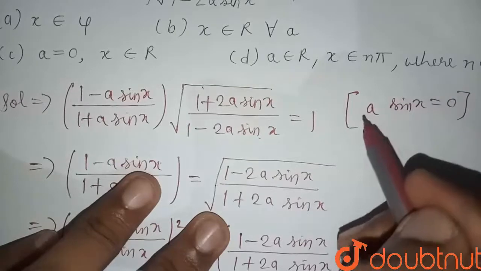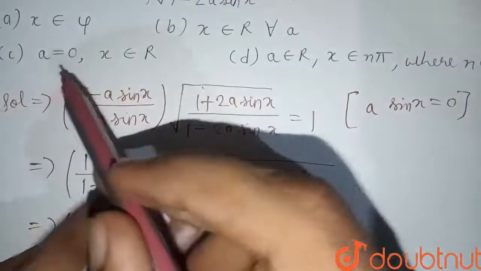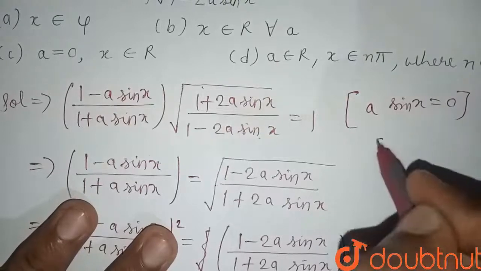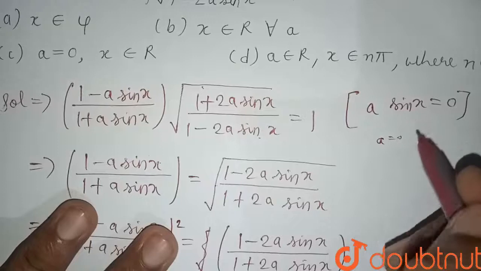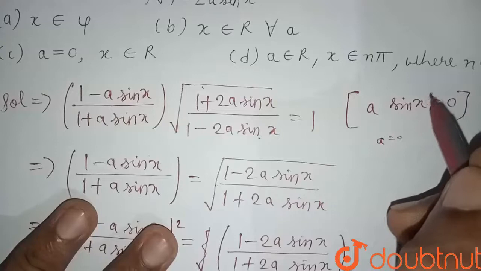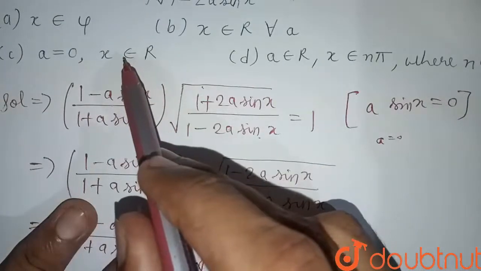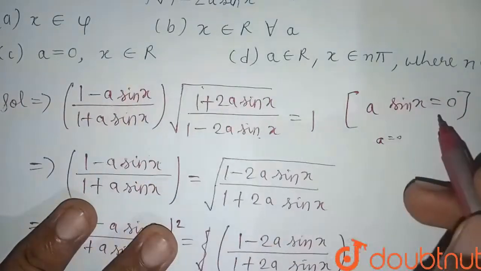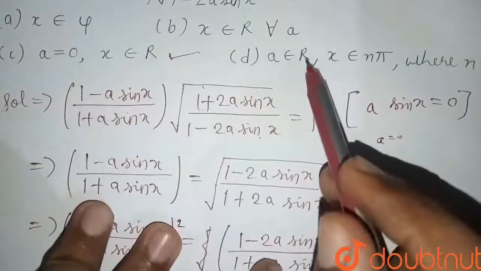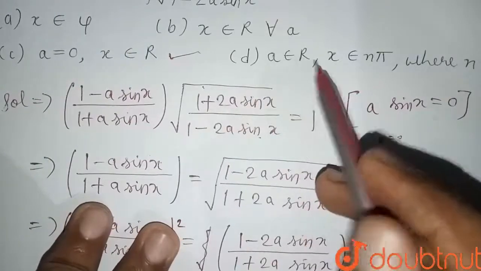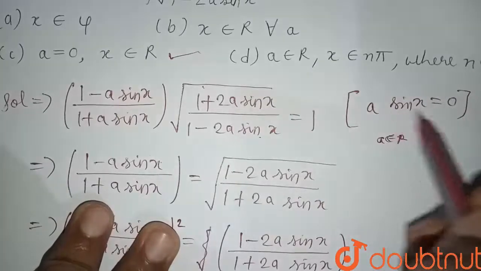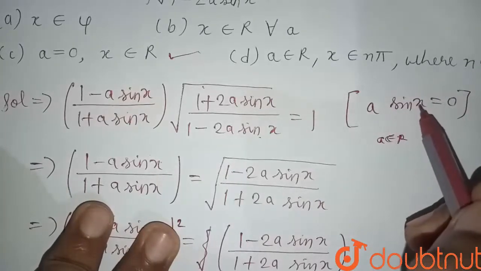We have a sin x equal to 0. If we put a equal to 0, as this term is equal to 0, then this function will be 0, so we can put any real number for x. So that means option C is true. And if we check D, that means a belongs to R. So if a belongs to R, then the value of sin x must be 0.